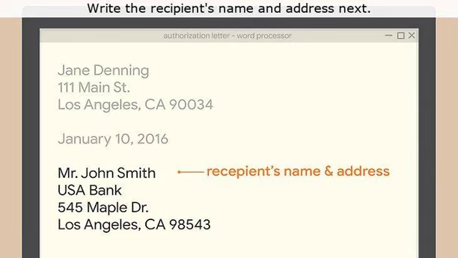Step 3. Write the recipient's name and address next. Leave one blank line between the date and first part of the recipient's name and address. The receiver's information should be in the same format as your information. Keep in mind that the recipient is not the same as the one authorized to make decisions for you. You are granting authority to a third party, a proxy, to act on your behalf, but the letter should be addressed to the second party, the one with whom you and your proxy are dealing.